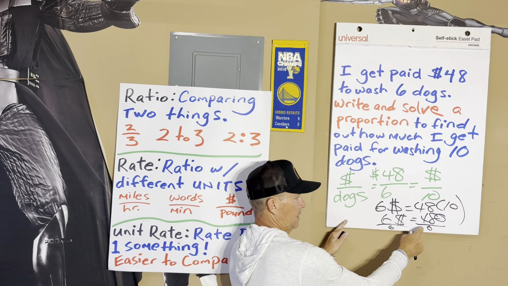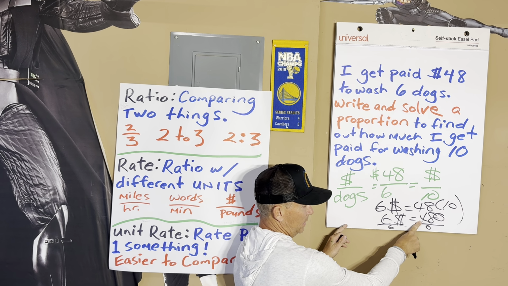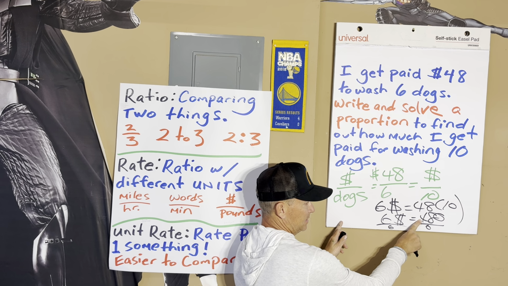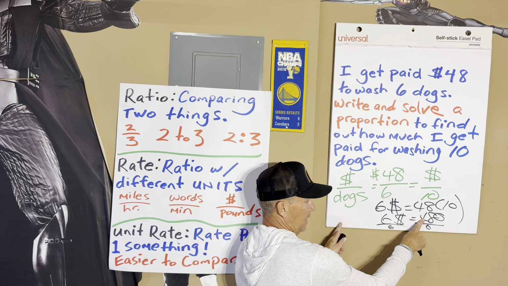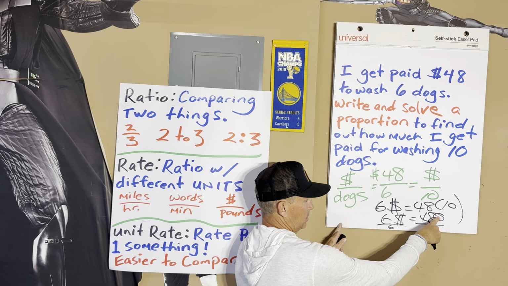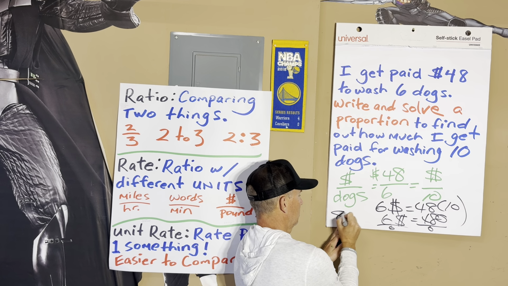divide by 6. 6 goes into 48 8 times, and then you bring the 0 over. 8 times, bring the 0 over. So that's $80.